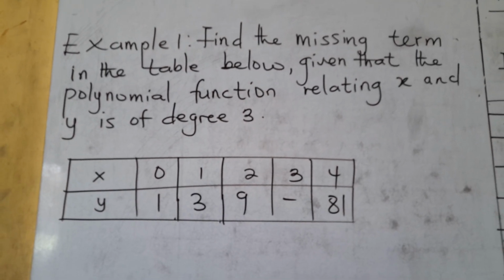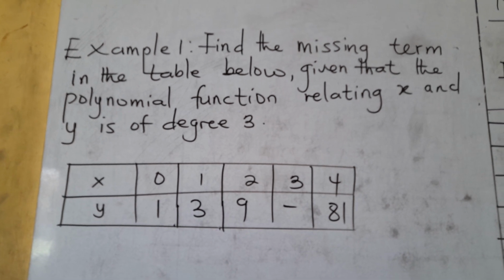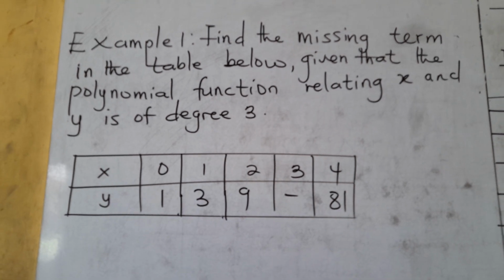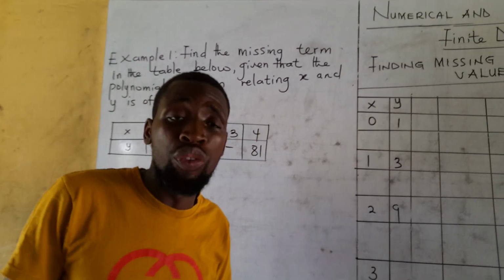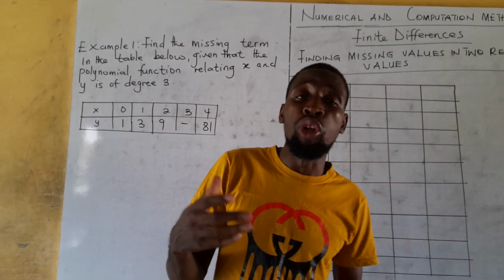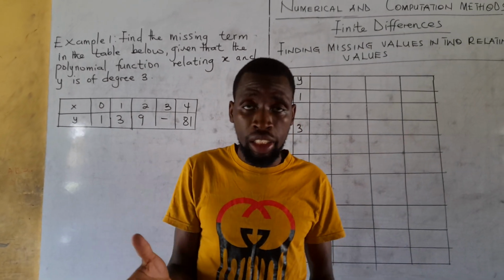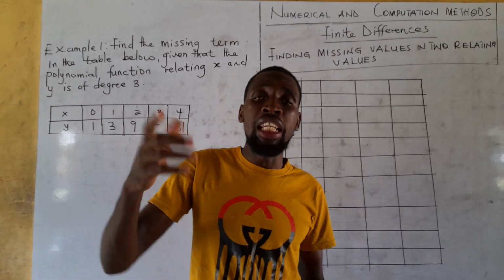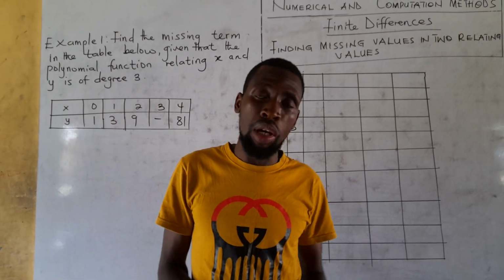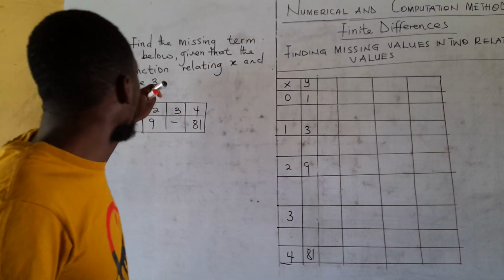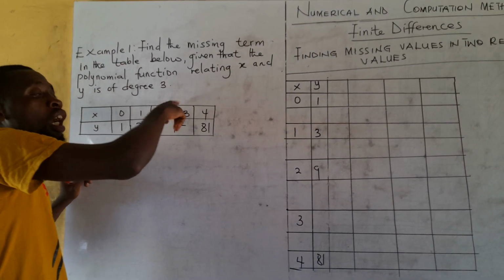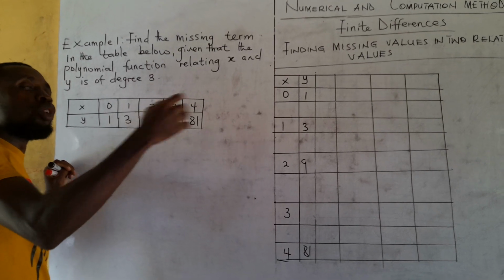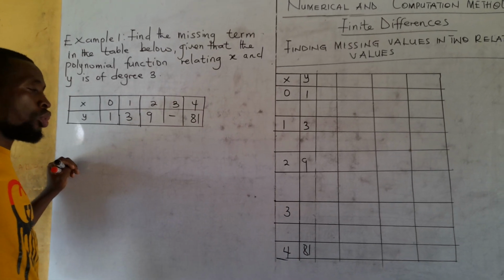So our first example says that we should find a missing term in the table below, given that the polynomial function relating x and y is of degree 3. Remember, I have a video where we construct differences table. We said that if the polynomial function is of degree 3, then the constant in the third difference will be the same. Anything beyond that will be 0, if you remember very well. So, since they tell us the polynomial is of degree 3, all the constants in degree 3 will be the same, and anything beyond it will be 0. I hope you know that by now.